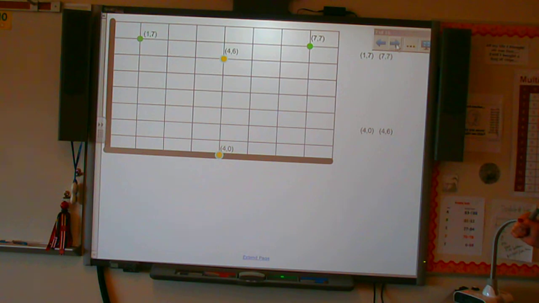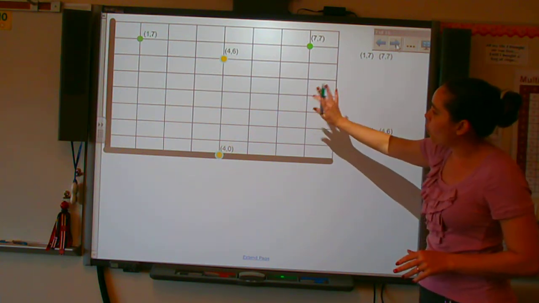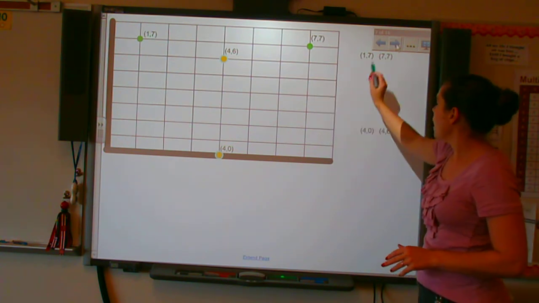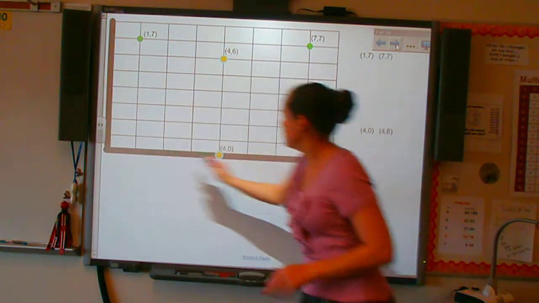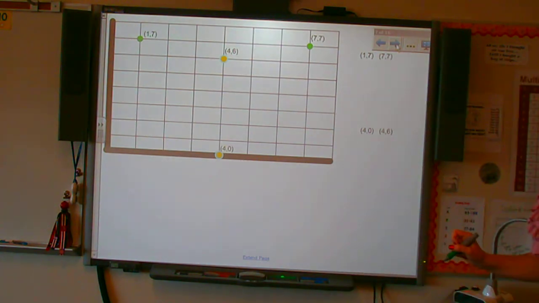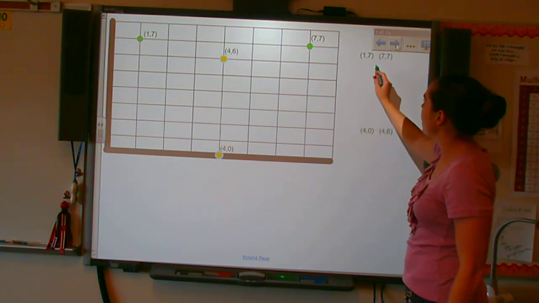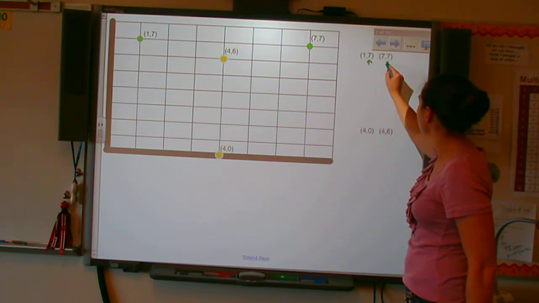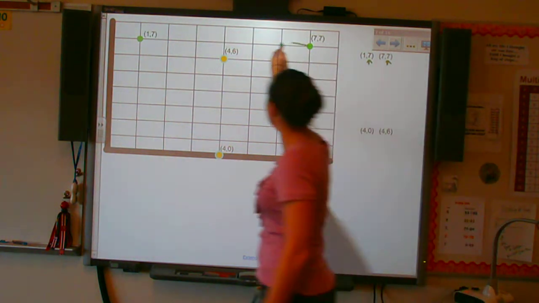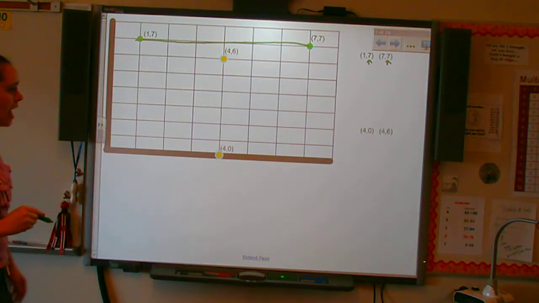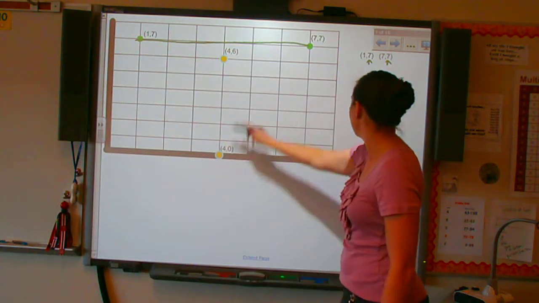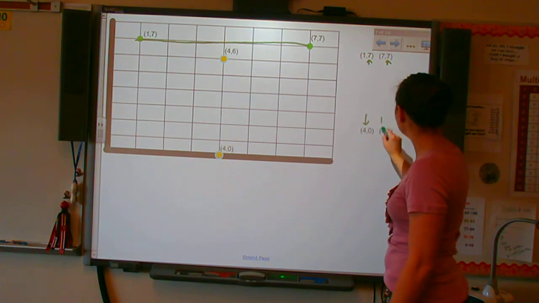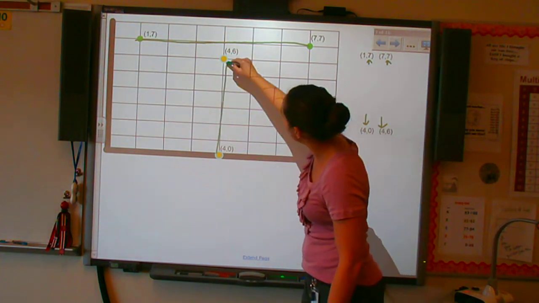Alright, we have 2 different lines on this table, and both of these are in quadrant 1. I'm using these dark bold lines to represent my x-axis and my y-axis. So this is quadrant 1. My first data points are 1, 7 and 7, 7. My 7s here in the y places are the same. That makes it a horizontal line. And then I have 4, 0 and 4, 6. My x values are the same, which makes this a vertical line.